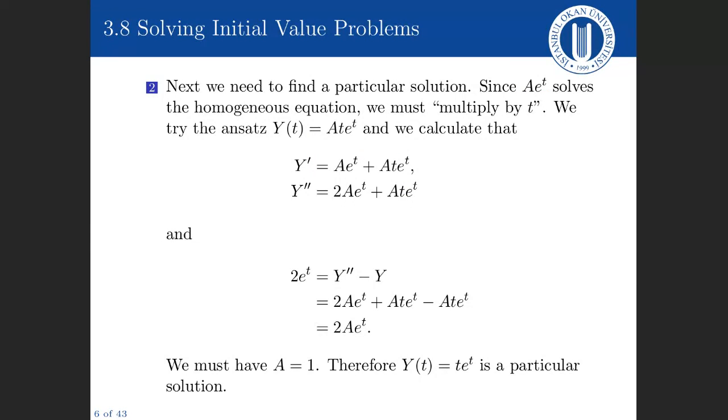But this function solves the homogeneous equation, which we've just done. So what we do is we must multiply by t. That means instead of considering a e to the power t, we multiply by t, and our ansatz, our mathematical guess, is going to be a t e to the power t. Differentiate 2 times and then put into the differential equation. We find that 2e to the t must be the same as 2a e to the t. So clearly a is equal to 1, and we found our particular solution, t e to the power t.